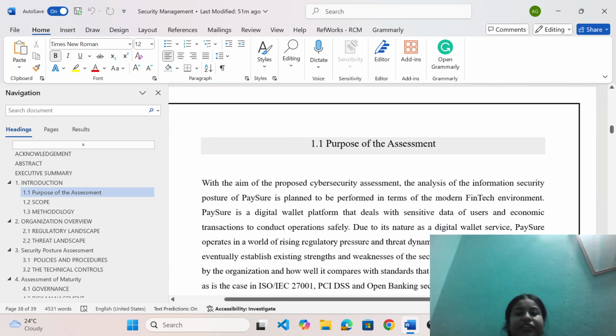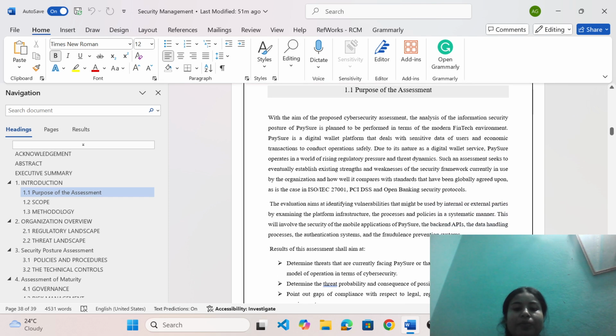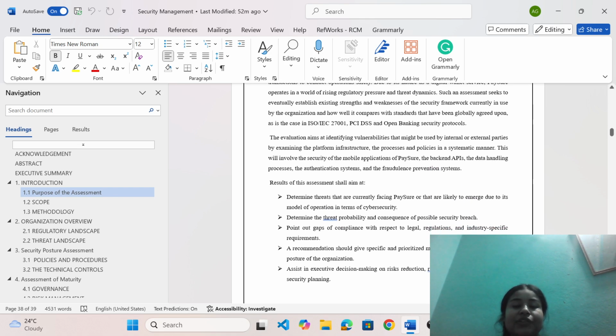Then, what is the purpose? What is the main purpose of this assessment? The main purpose of this assessment is identifying vulnerabilities that might be used by internal and external parties, by examining the platform infrastructure, the process and policy in a systematic manner. This will involve the security of the mobile banking application of PAYSURE, the backend APIs, the data handling process, the authentication process, as well as the fraudulence prevention system.